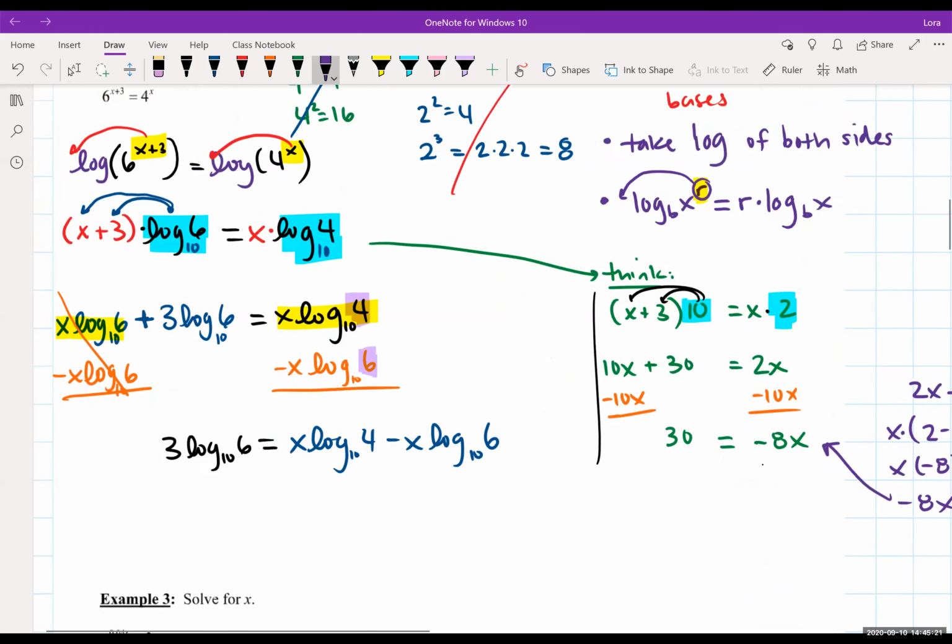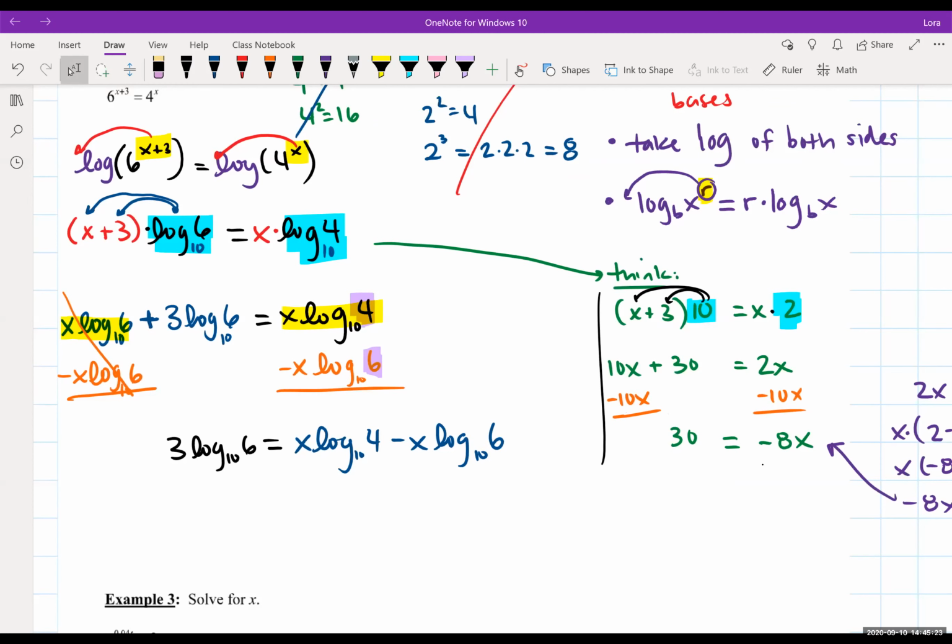In this case, for our actual equation at hand, we would then have to factor out, or reverse distribute, x from both of the terms. If you do that, you factor out the x, and you end up with log base 10 of 4 minus log base 10 of 6, still equal to 3 log base 10 of 6.